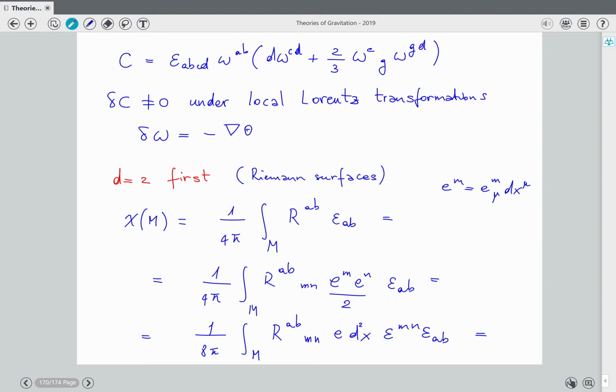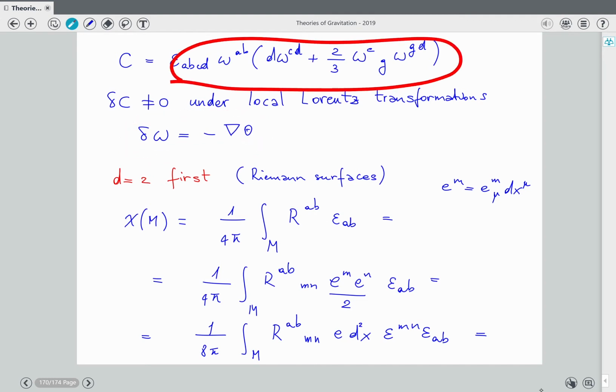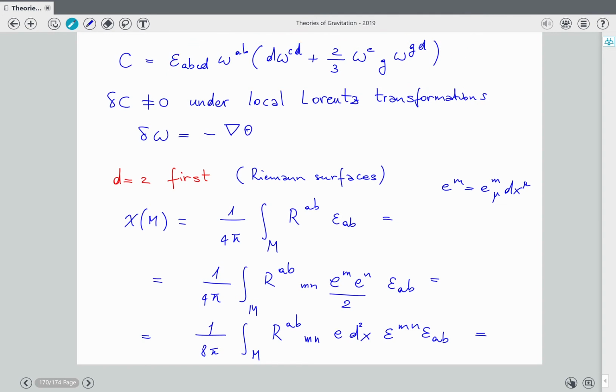So basically, if you work out its variation, even an infinitesimal variation, under local Lorentz transformation, which follows from the infinitesimal variation of the spin connection, it will not be zero. We have not done, and we will not do this exercise, but if you want, you can check it or you can find it in books. The curiosity is that the variation of C is again exact locally, is again d of something, the exterior form.